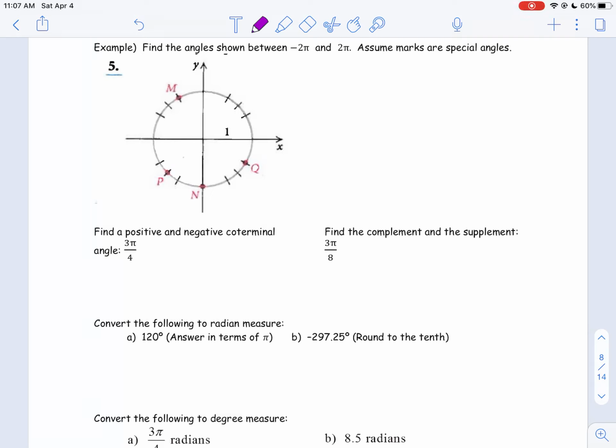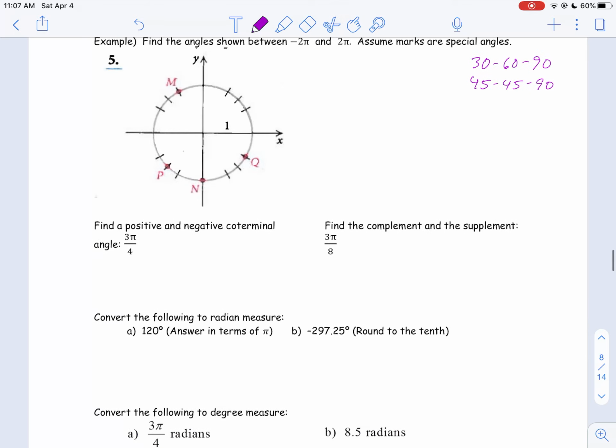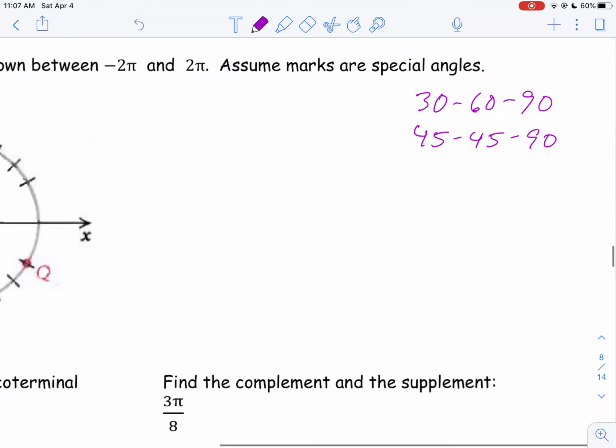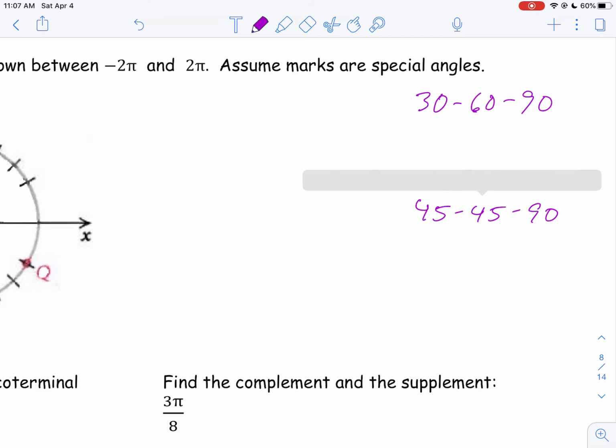Hi, in this video I'll take a look at just working with radian angles some more. The first problem here asks us to find angles that are shown between negative 2 pi and 2 pi, and it's saying assume the marks are special angles. So what are our special angles? Hopefully you remember 30, 60, 90, 45, 45, 90. And if we're going to think about those in terms of radians, then let's do that.